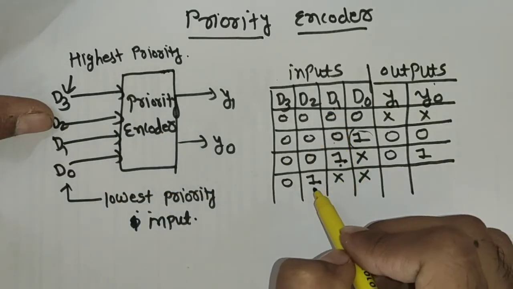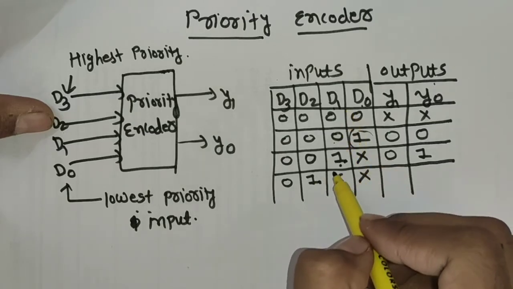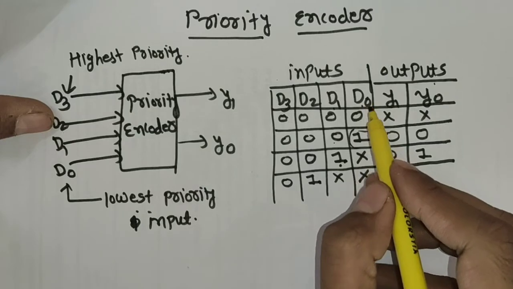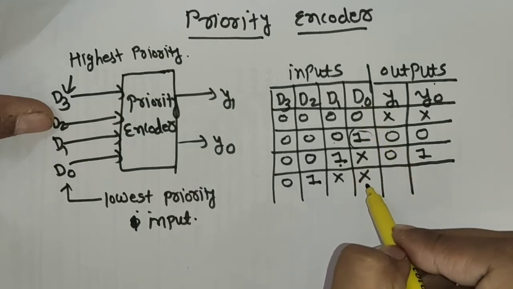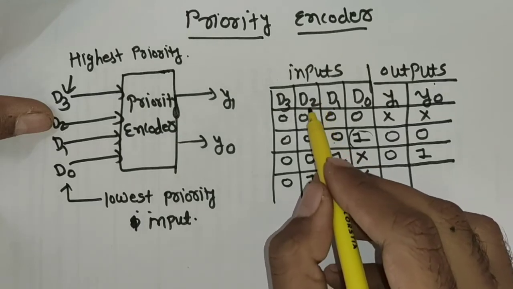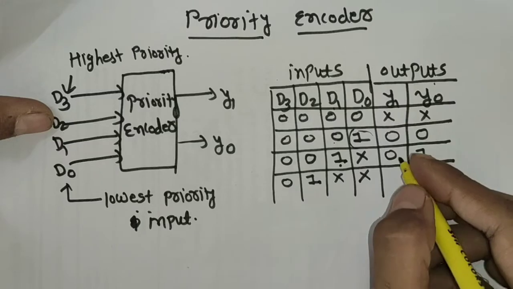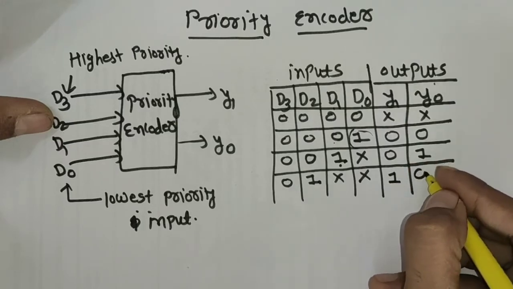If d2 is 1, at that time we cannot consider whether d1 is 0 or 1, or d0 is either 0 or 1. So we are considering the output according to the d2 signal. This is the input d2, right? So the weightage of the second bit is 1. So the output is this one is 1 and this one is 0.